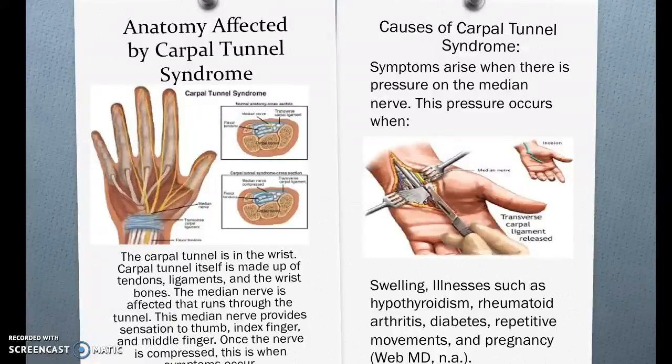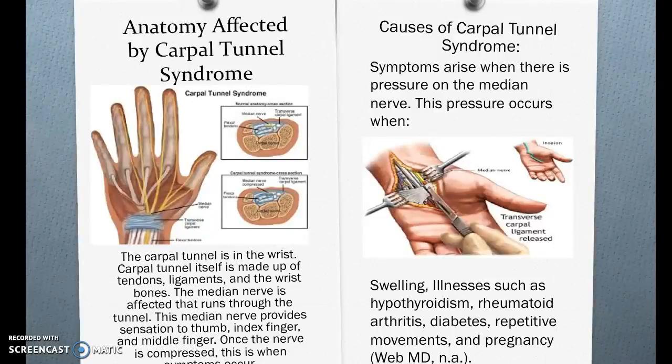Anatomy that's affected by carpal tunnel syndrome. So the carpal tunnel is in the wrist. The carpal tunnel itself is made up of tendons, ligaments, and the wrist bones. The median nerve runs through the tunnel and is affected. This median nerve provides sensation to the thumb, the index finger, and the middle finger. So once the nerve is compressed, this is when symptoms occur.